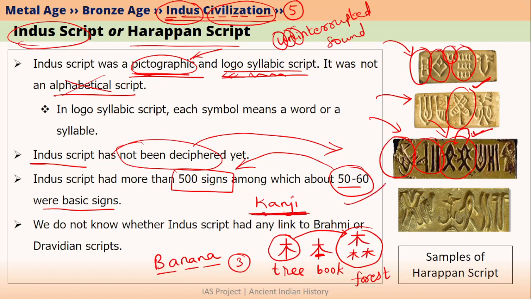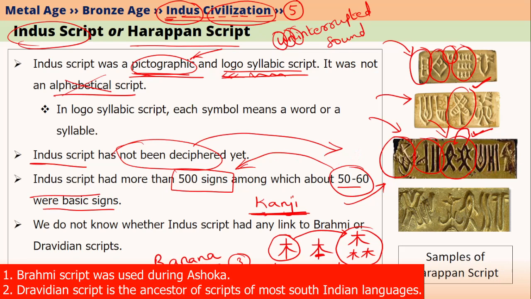The Indus script was also more or less like this. We have 50 to 60 basic signs, and using variations on these 50 to 60 basic signs, we can get more than 500 signs in the Indus script. Many scientists believe that Indus script does not have any link to Brahmi and Dravidian scripts.